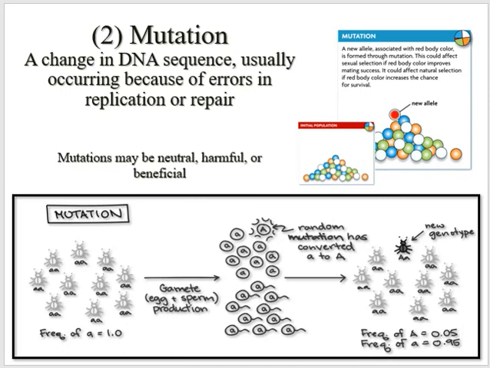In general, mutations increase variation within the gene pool of a population. And really, mutations serve as the ultimate source of genetic variation. A lot of the genetic variation that's needed for evolution is produced through mutation.